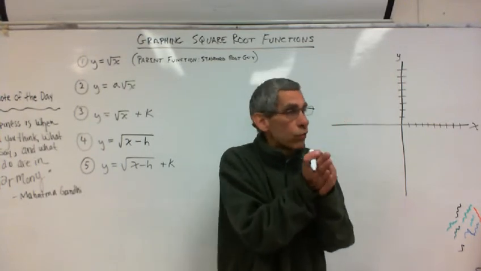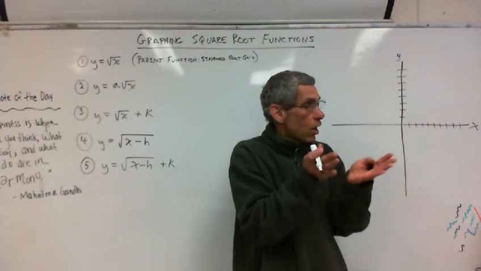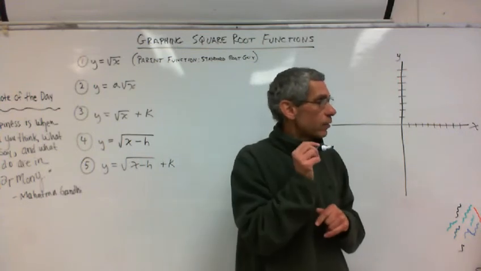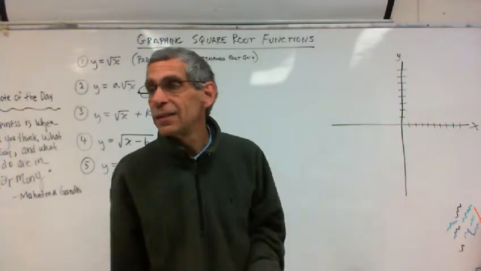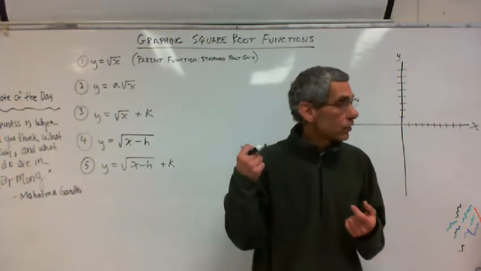Over 1, up 1. Over 2, up 4. Over 3, up 9. Right? Remember that? So as long as we found the vertex, we knew where the point was. That's where we plotted the standard parabola guy, and it was a piece of cake to plot the graph. Okay, the same thing is true with these.